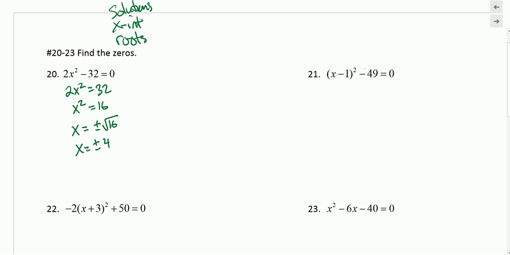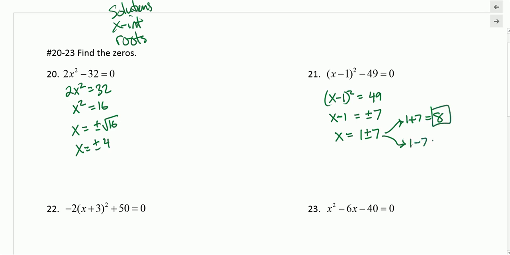21, I'm going to also solve by taking the square root. I'm going to add 49 to both sides. Take the square root. Add 1. And then we need to split up into two cases. 1 plus 7 is 8. And 1 minus 7 is negative 6.